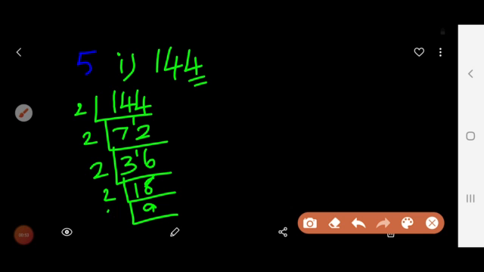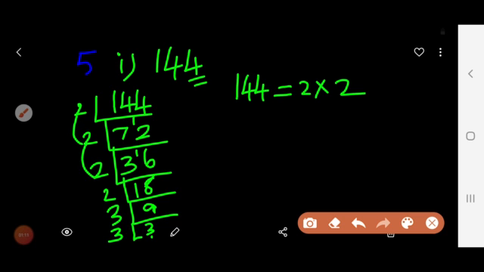Again we can't divide by 2, so we have to choose 3. Now if we choose 3, we will get 1. Okay, now 144 equals what numbers do we get? 2 into 2 into 2 into 2 into 3 into 3.